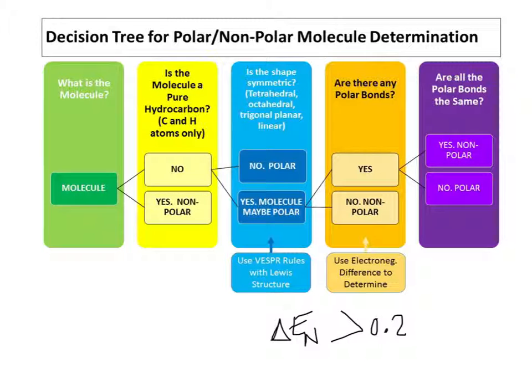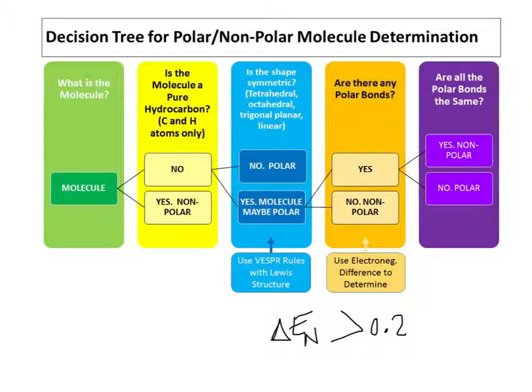If all the bonds are polar, yet they're all the same, for example in carbon tetrachloride, those bonds are polar. It's a tetrahedral, but all four of the bonds are a carbon-chlorine bond. Therefore, the molecule is going to be symmetric, and the polarity of the entire molecule is going to be nonpolar, even though there are polar bonds involved. So if all the polar bonds are the same, then the material is going to be nonpolar.